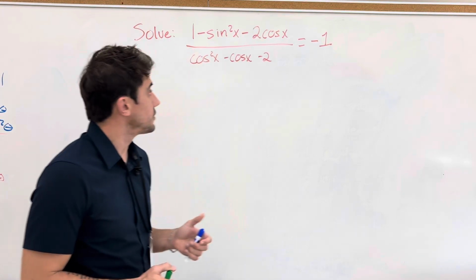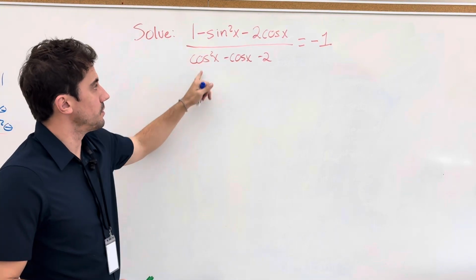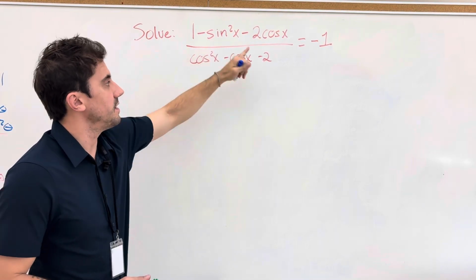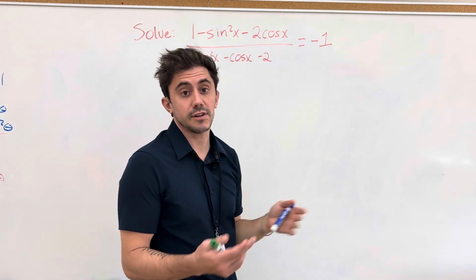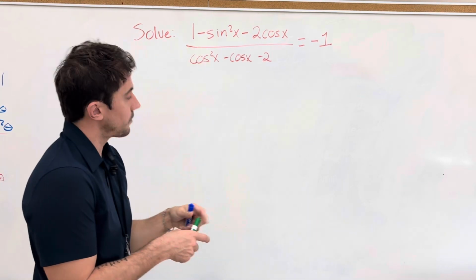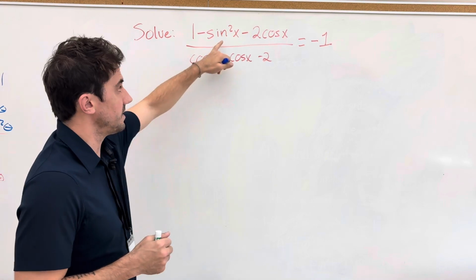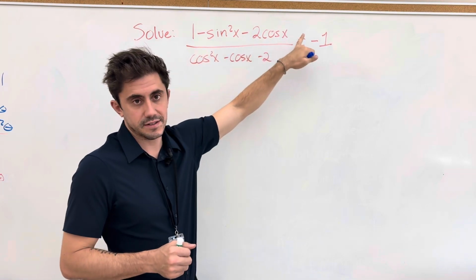Hey everyone, today we're going to solve a trig equation. And so on top, we'll notice that we have a sine squared x and everything else in terms of cos x, right? Cos x or cos squared x. And so first thing we should do is find a way to relate sine x to cos x, right?